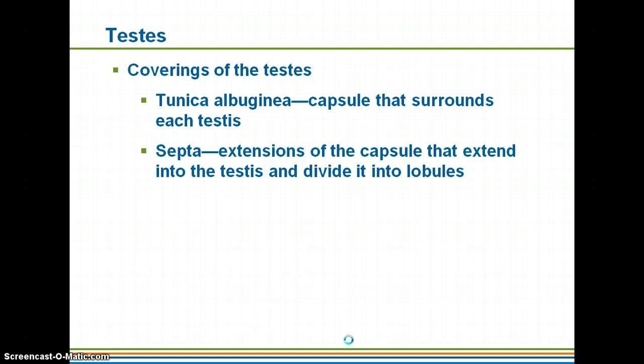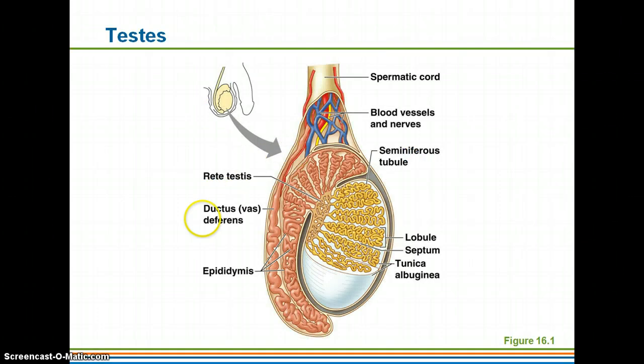So the covering of the testes surrounding the actual seminiferous tubules where the sperm is actually made, we have the tunica albuginea, and that is a capsule. It basically makes the testes into kind of like a hard-boiled egg. And in between where the seminiferous tubules are, you have the septa. So think septum is going to be a division, and that's going to be extensions of the actual capsule that divide the testes into different lobes, which you'll see on this next picture.